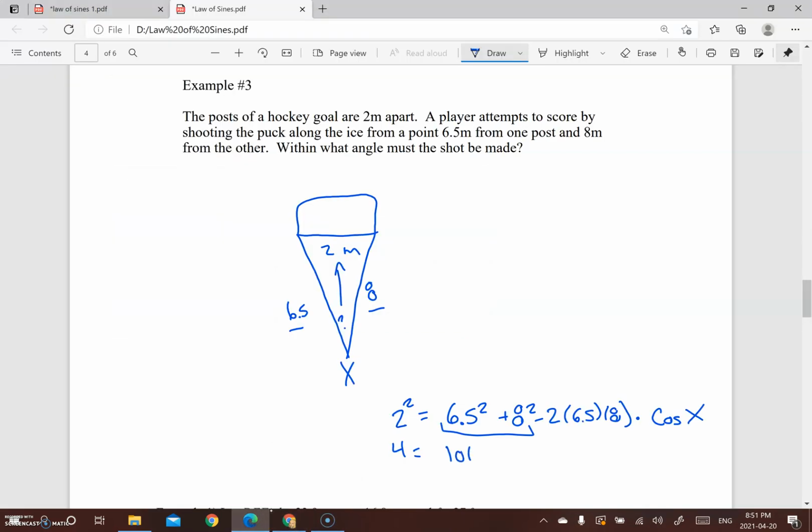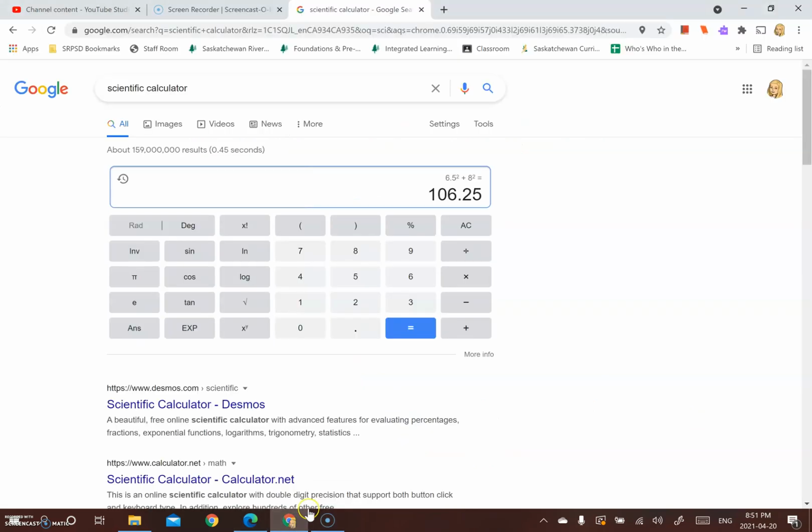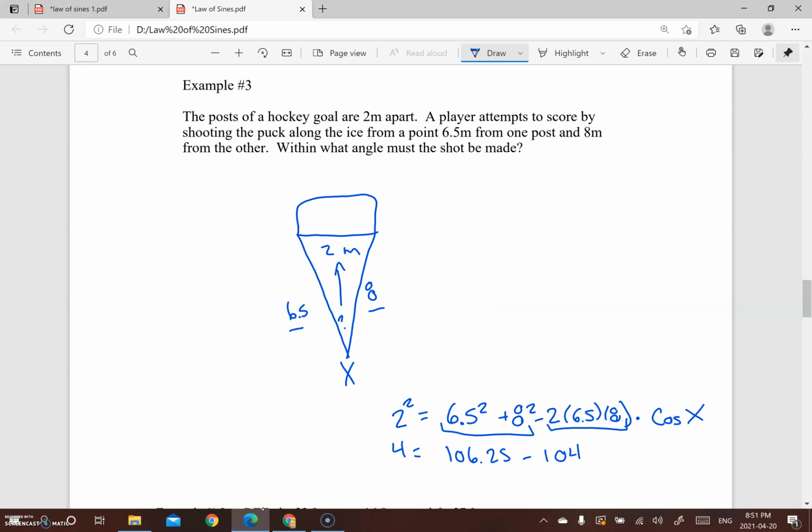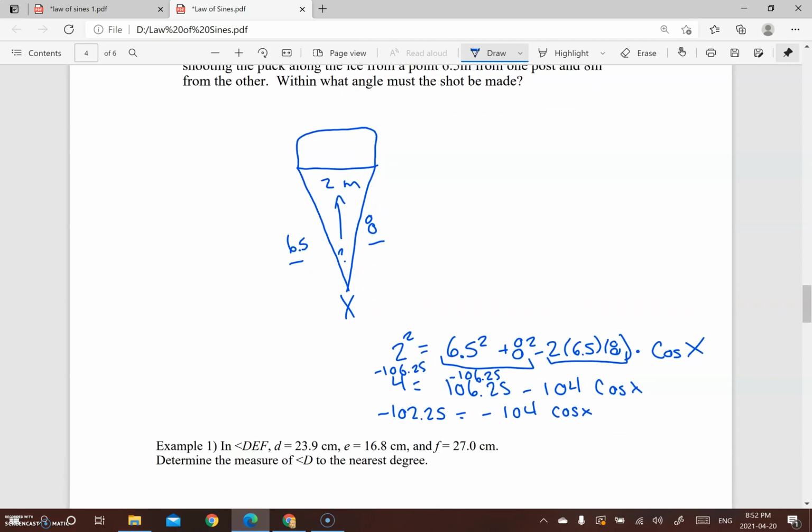$106.25. And then I can chunk this part together. That's negative 104 cos X. Now remember, we can't subtract 106.25 from 104. We have to get rid of the 106.25 first. And then we can deal with that 104 that's being multiplied by cos. And we can divide by negative 104.